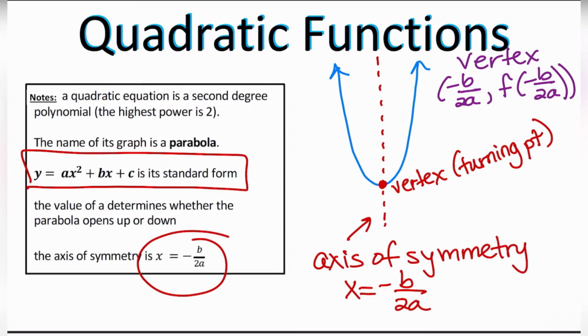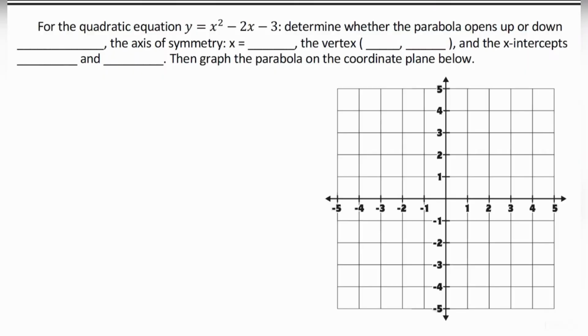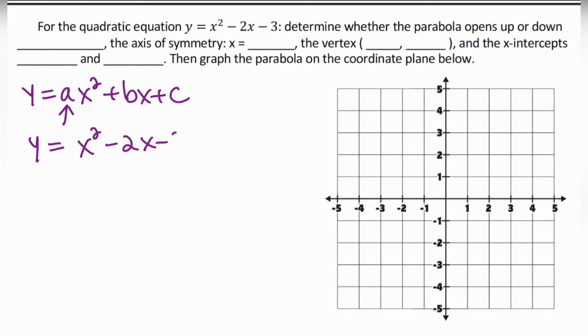Let's take a look at an example. For the quadratic function y equals x squared minus 2x minus 3, determine whether the parabola opens up or down. This one right now is pretty simple. Remember what we said. The standard form equation of a parabola is y equals ax squared plus bx plus c. And I told you the value of a is going to determine whether or not the parabola opens up or down. Right now we have the equation y equals x squared minus 2x minus 3. When I don't have a coefficient in front of the x squared, that's because that number is a 1, and it is a positive 1. Therefore, this parabola is going to open up.